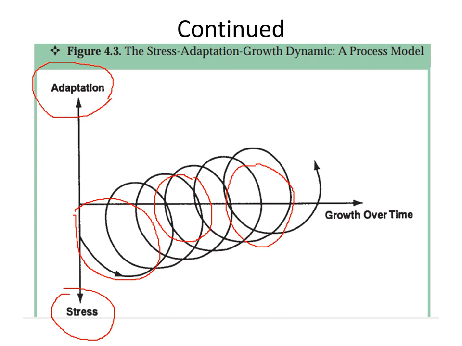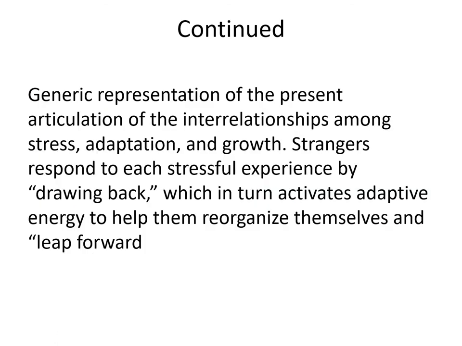So this is the Kim model, the stress adaptation growth dynamic model. Hopefully you will be able to understand. It is a generic representation of the present articulation of the interrelationships among stress, adaptation, and growth. Strangers respond to each stressful experience by drawing back, which in turn activates adaptive energy to help them reorganize themselves and leap forward. As we have discussed in our previous slides, under this.